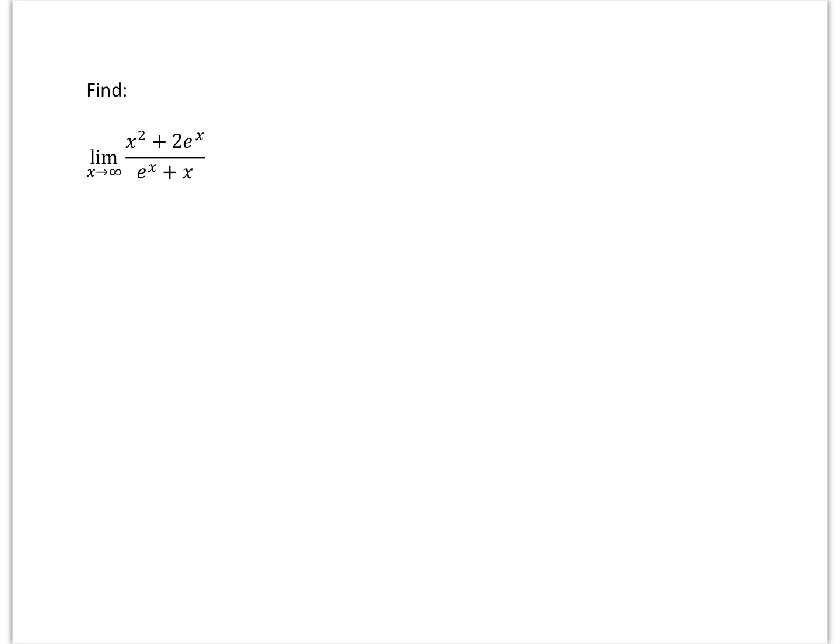The limit as x goes to infinity of (x squared plus 2e to the x) over (e to the x plus x). I'm going to start by trying to plug in infinity, and I get infinity plus infinity over infinity plus infinity, which is infinity over infinity. Okay, so this is an indeterminate form of the form infinity over infinity, so I can use L'Hopital's rule.